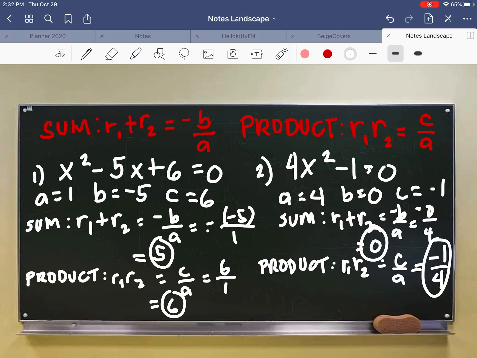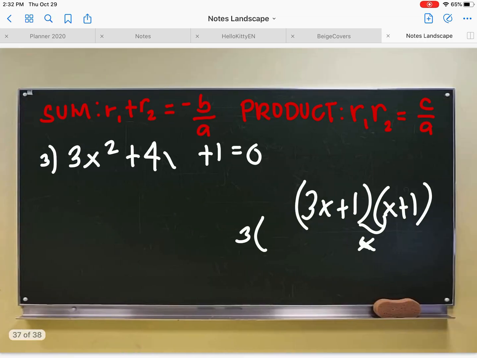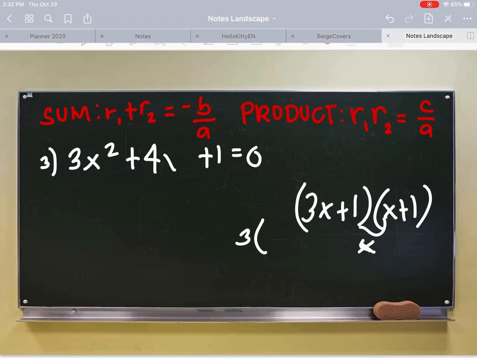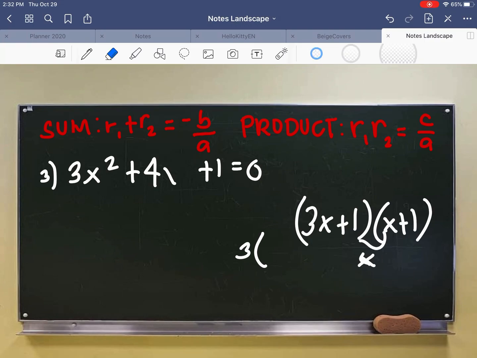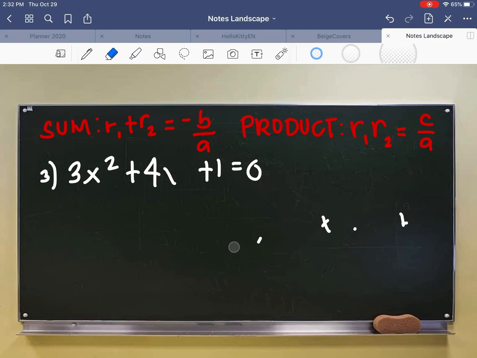Okay, so let's have more examples. Okay, sorry. Buburahin natin to. Hindi ko pala nabura. Alright.